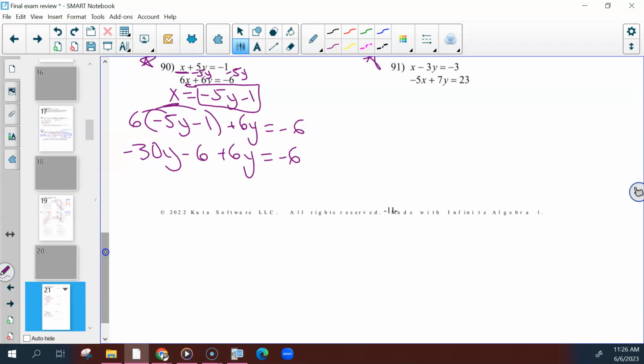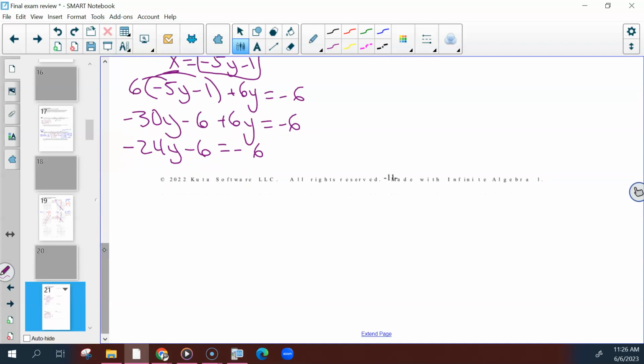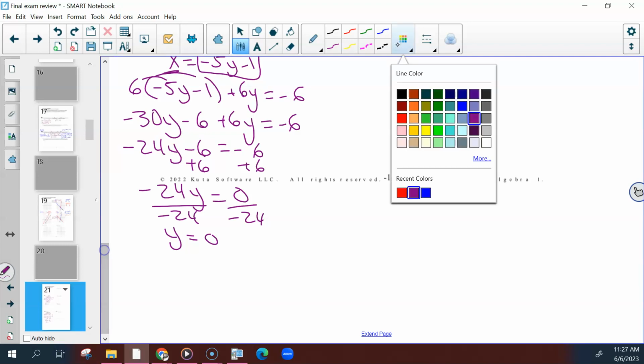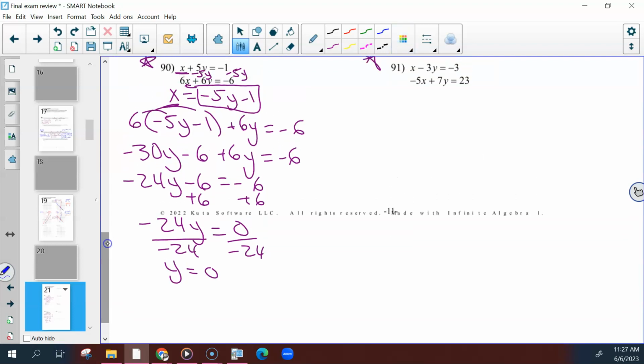We combine our like terms, we get negative 24y. And then this becomes us solving for y. So add 6 to both sides. And then keep going. Divide both sides by negative 4. We have a number for y. If the y cancels, then we have no solution or infinitely many, but in this case, it didn't. That's part of it. We still have to find x. So we're going to take this and put it back in here and find x.